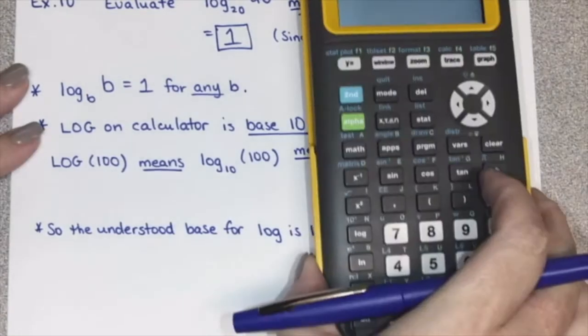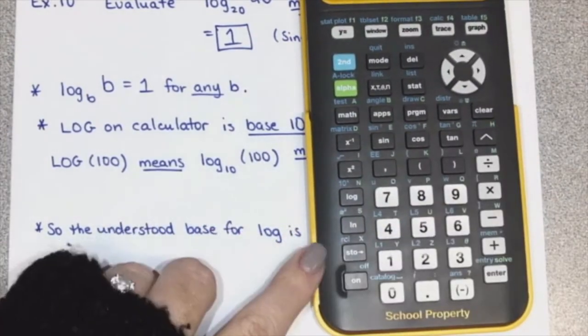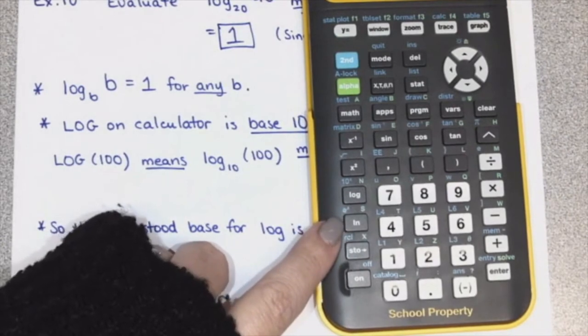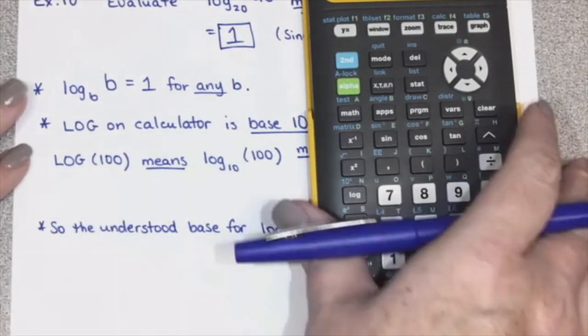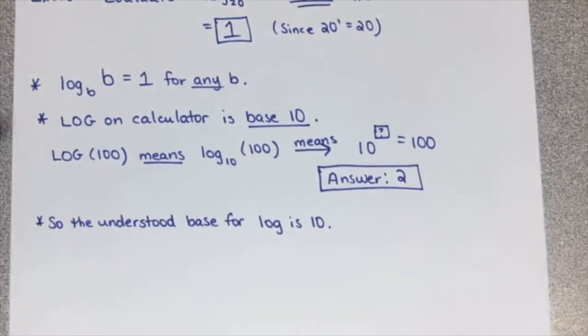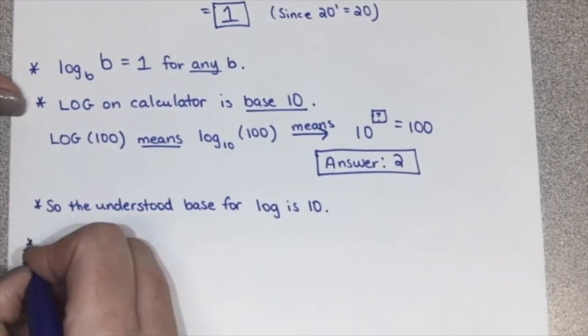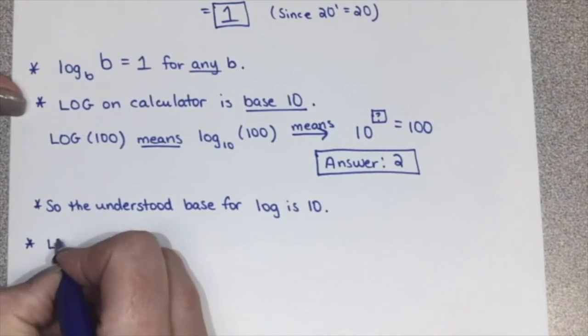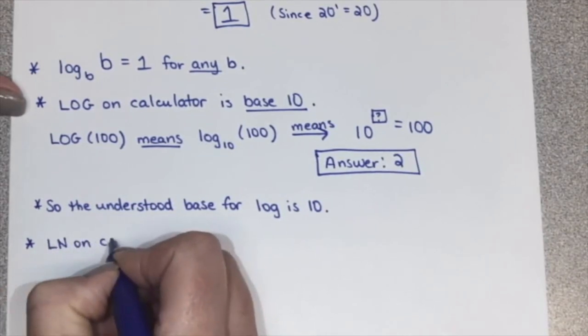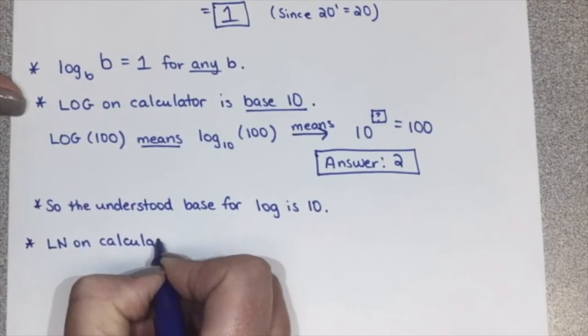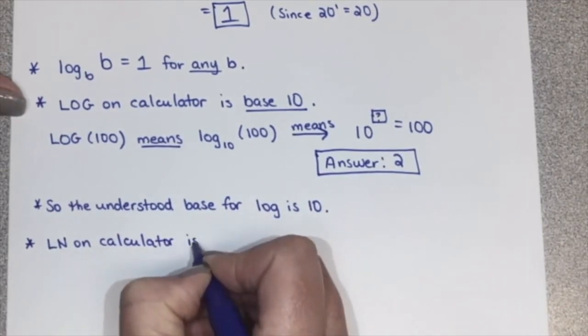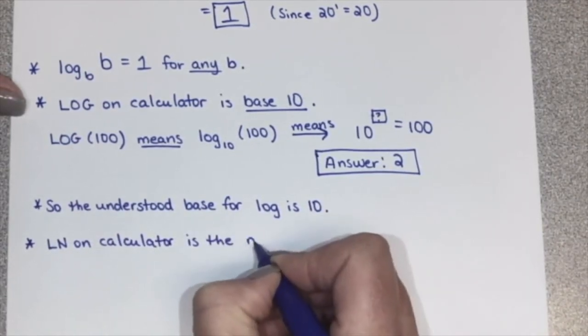Okay, so that's the LOG button on your calculator, but like I mentioned before, we also have another log button, looks like LN. I usually use like a cursive L for LN, that way it doesn't look like a 1, but a lot of the calculators will have it capitalized, but LN on the calculator is actually called the natural log.